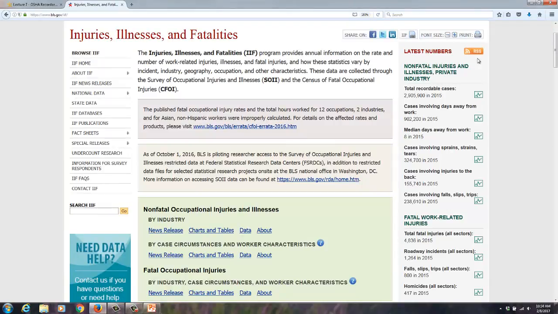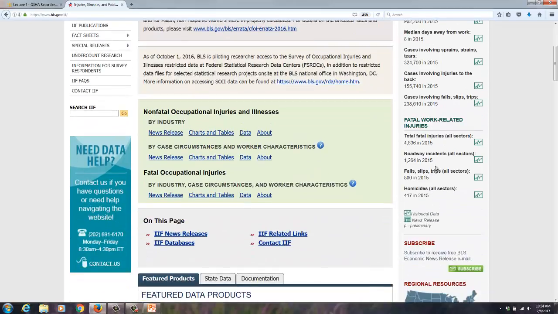Like I'd indicated just a few moments ago, over on the right, they've got summaries of the most recent reports. This is from the SOII report. This is the non-fatal injury and illness. It's got the total number of recordable cases. Again, this is an extrapolation. They do a sampling from all these different industries, and then they extrapolate out. So that's an estimate. That's not actual. They break it down by cases involving days away from work, median days away from work, cases involving sprains, strains, tears, back, slips, trips, and falls. Go down a little further, and we've got the fatality data.